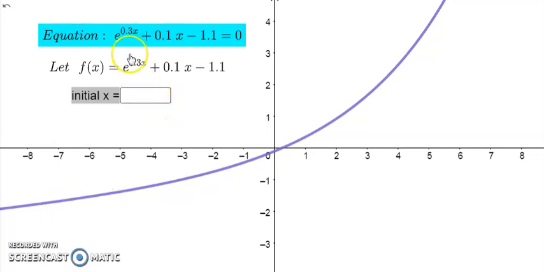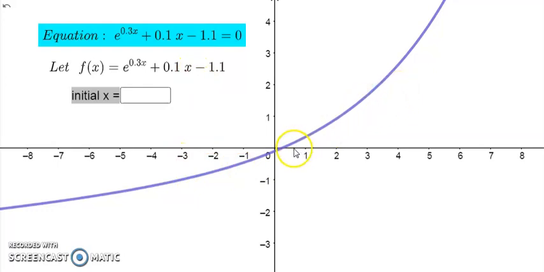For example, I have an equation here, e to the power of 0.3x plus 0.1x minus 1.1 equals 0. To visualize the solutions of this equation graphically, we rearrange the equation in such a way that all the terms are on the left hand side and equal to 0 on the right hand side. Then I let the left hand side equal a function, and I plot the graph of this function.